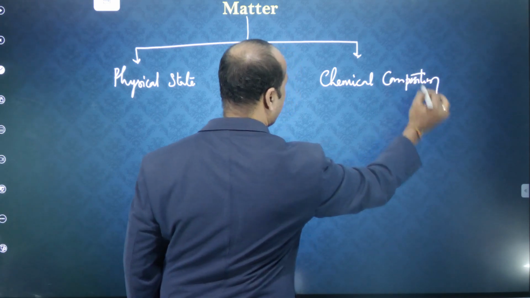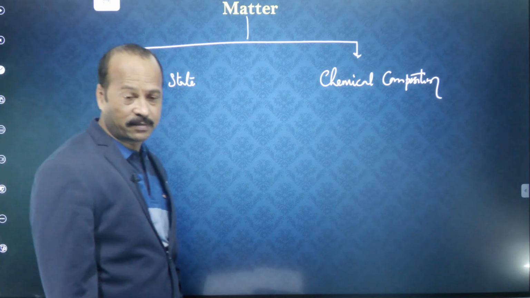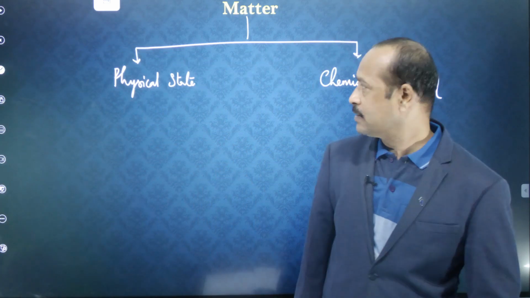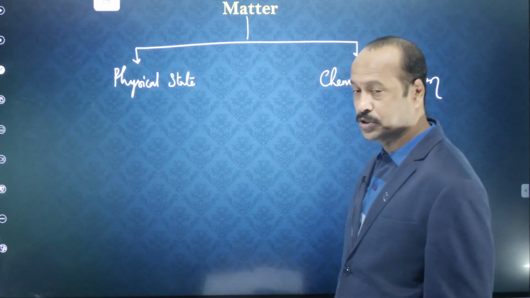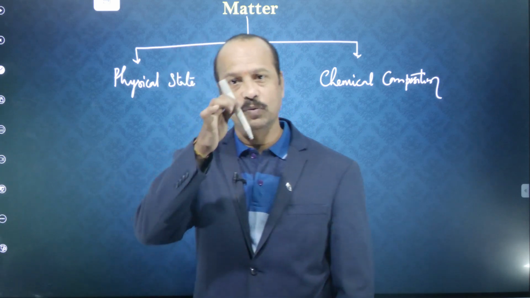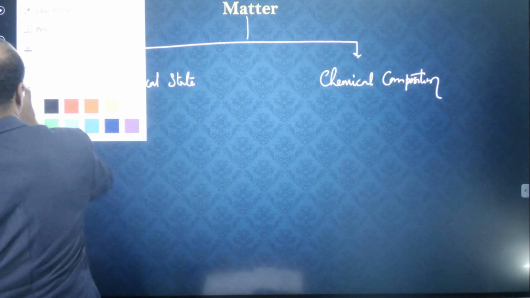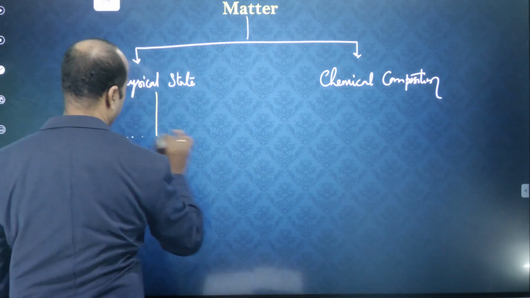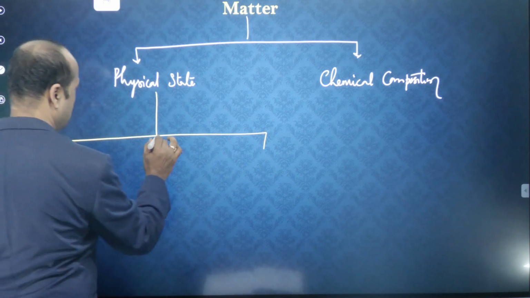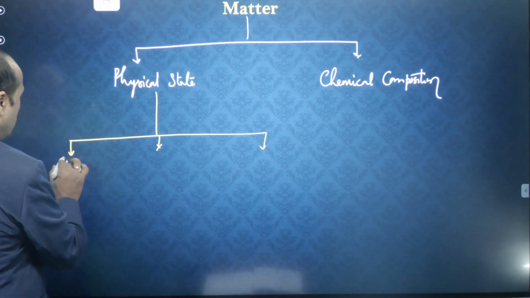Okay, so matter is classified in two ways. One is based on physical state. Second is what? Chemical composition. What is physical state? So physically how it appears and what its state is, you know, that it exists in three states. Okay, now see here. So here again it has three types. Okay, so matter is classified into three types. One is called solids.